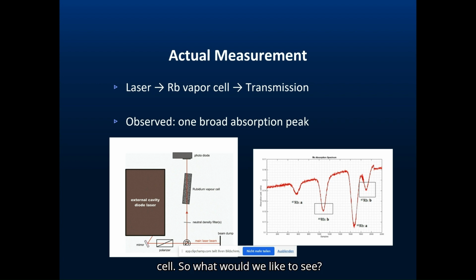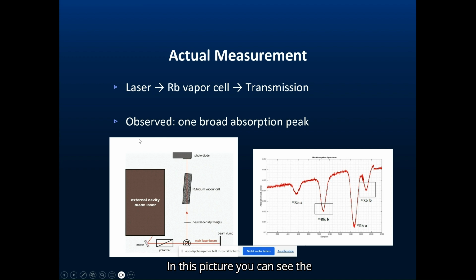So what would we like to see? Well, if the atoms were at rest and there were no broadening mechanisms, we would just see several narrow absorption dips, one for each allowed hyperfine transition. But this is not what we actually see. In reality, when we just send a single beam through the cell and look at the transmission, we typically see only one broad absorption feature with no clear individual lines. The reason for that is the Doppler effect, due to thermal motion of the atoms.